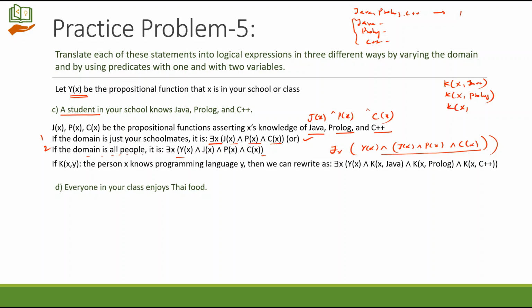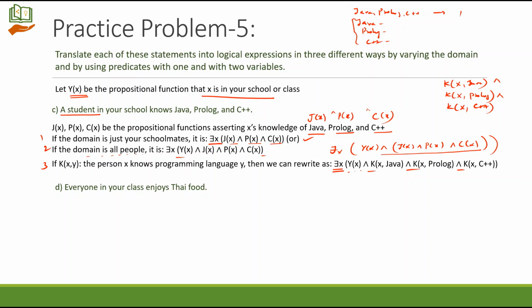If K of X comma C++ is given, we can say X has knowledge in the C++ language. Now all these will be combined under conjunction operation. Along with that, we have to mention that particular X is your schoolmate. So in that way, we are combining Y of X by conjunction with all the other three predicates. Now what is the quantifier we have to take? We have to use existential because it is about a student in your school. So this is the third way.